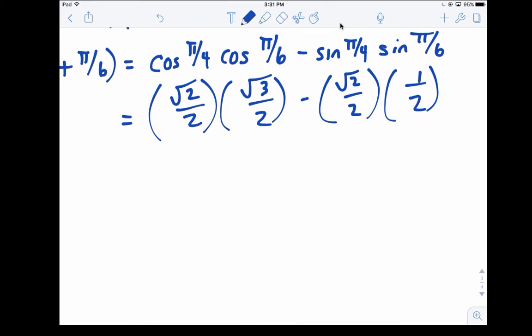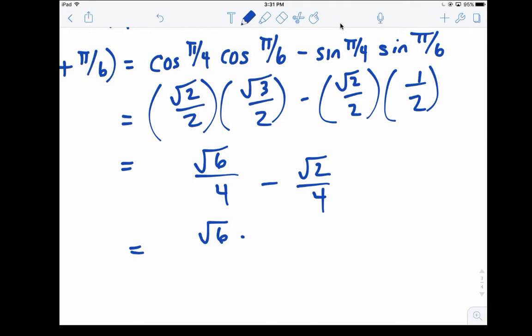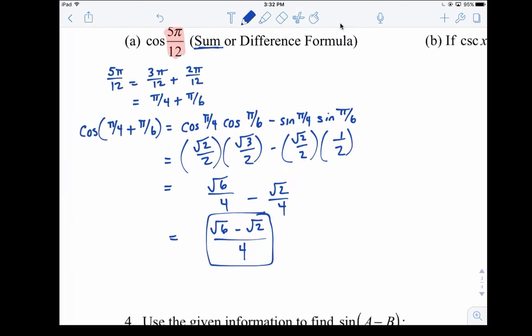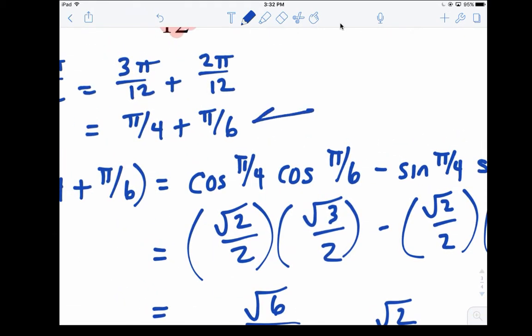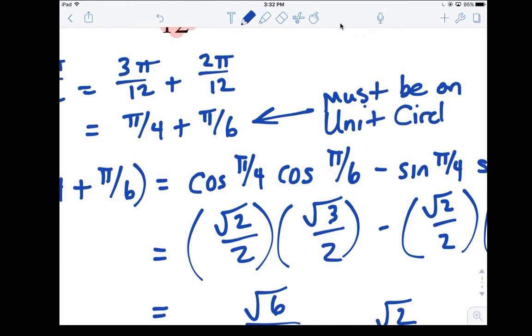So from there, all you're doing is just multiplying through. So you get root 6 over 4 minus root 2 over 4. So your final answer is root 6 minus root 2 over 4. So the biggest thing for this is, again, just coming up with the two angles. These two angles here must be on the unit circle, because that's how you're going to get your ratios to come up with the final answer.